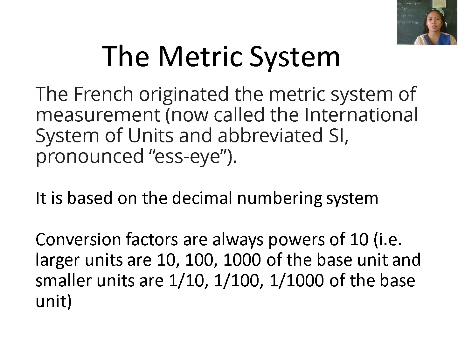This is an easier system since it is based on the decimal numbering system, and it is easier to convert because the conversion factors are always powers of 10. For example, the larger units are 10, 100, 1000 of the base unit. For example, the base unit of length is meters, so that's 10, 100, 1000 of the base unit. And for the smaller units, that's 1 over 10, 1 over 100, or 1 over 1000 of the base unit.